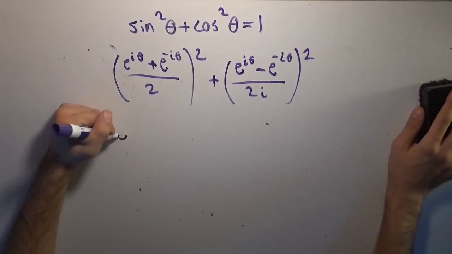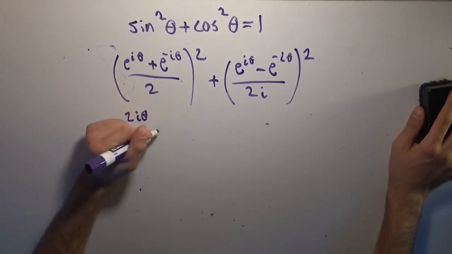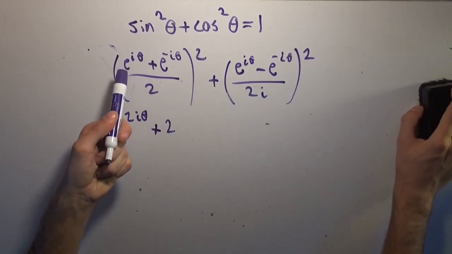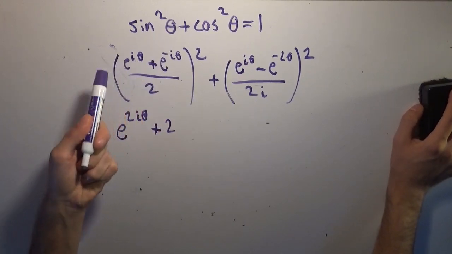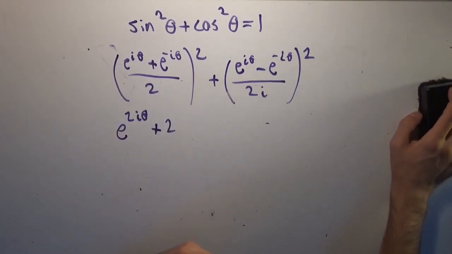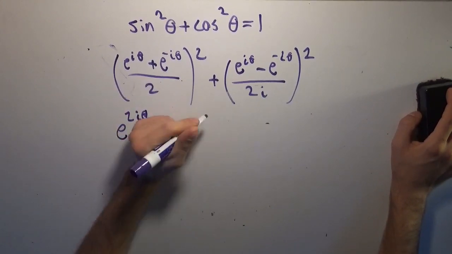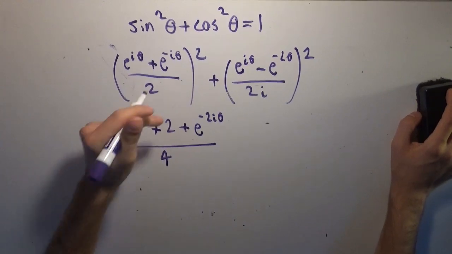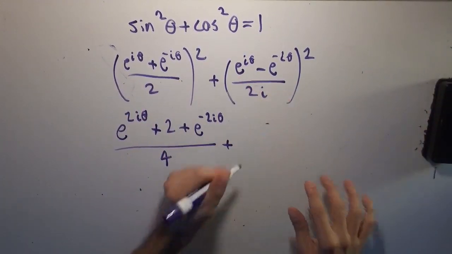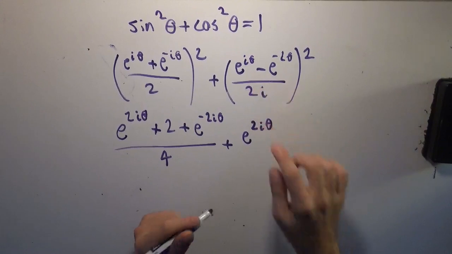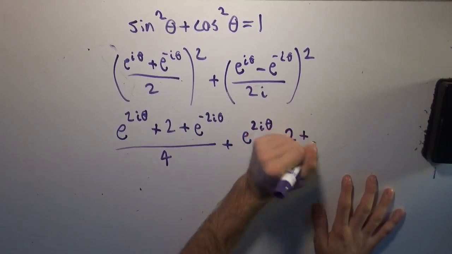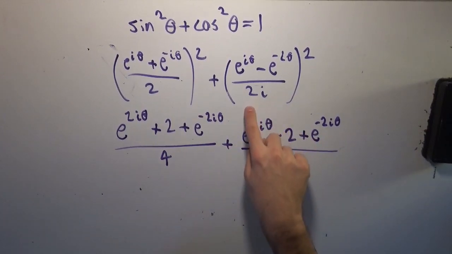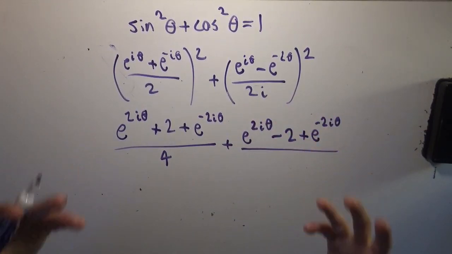When we square this, we get e to the 2i theta plus 2, right? Because we square the first term and then add 2 times the product of the two terms. Since these are reciprocals of each other, their product is 1, multiplying by 2 just gives 2. Adding to the square of the second term, which is e to the minus 2i theta all over 4, because that's 2 squared, plus e to the 2i theta. Since it's a negative, it's minus 2, and that's again plus e to the negative 2i theta. And since we are squaring the bottom, we get 2i squared, which is negative 4, right?